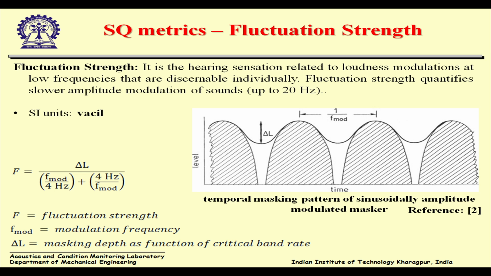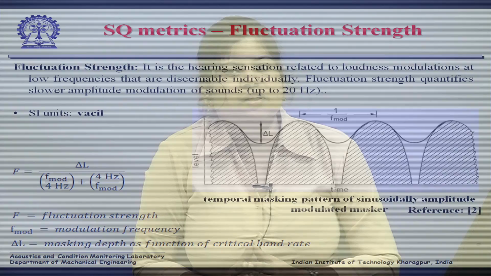The third metric is called fluctuation strength. This is about the loudness modulation at low frequencies. So how modulated the sound is, how fluctuating, as the name says, fluctuation strength. So to a human ear, how fluctuating the sound is, how much fluctuation strength it has.